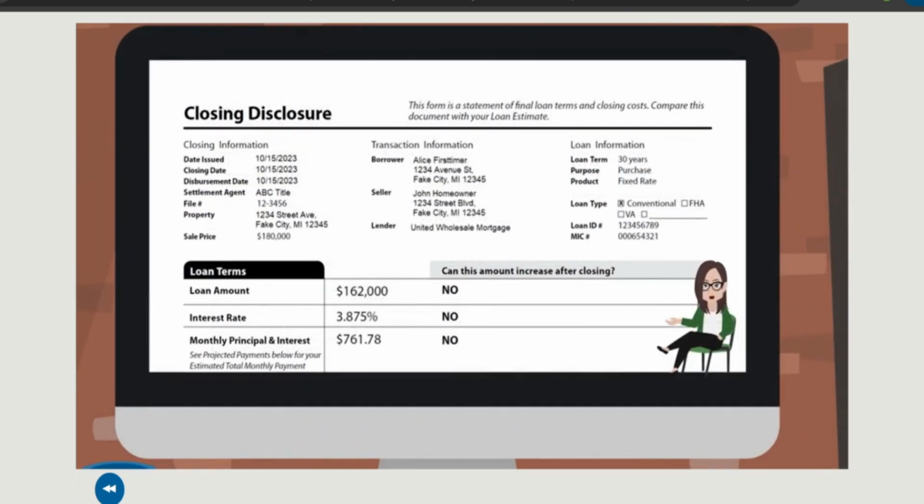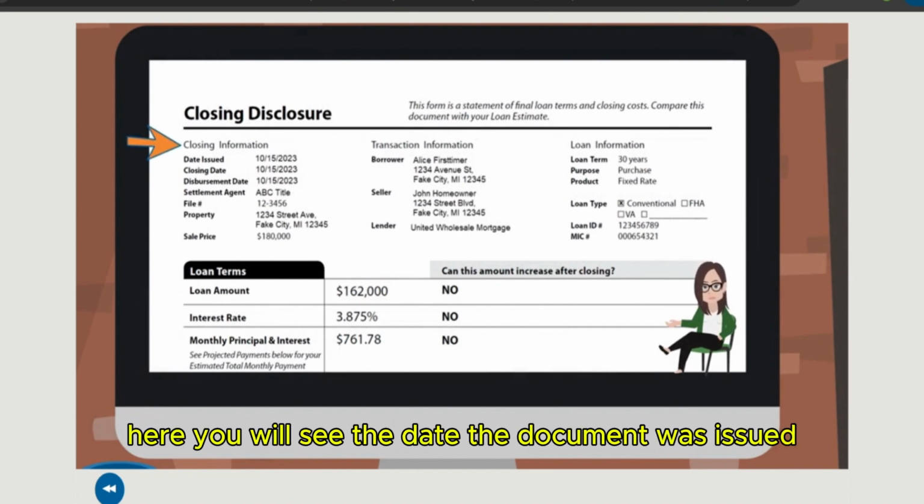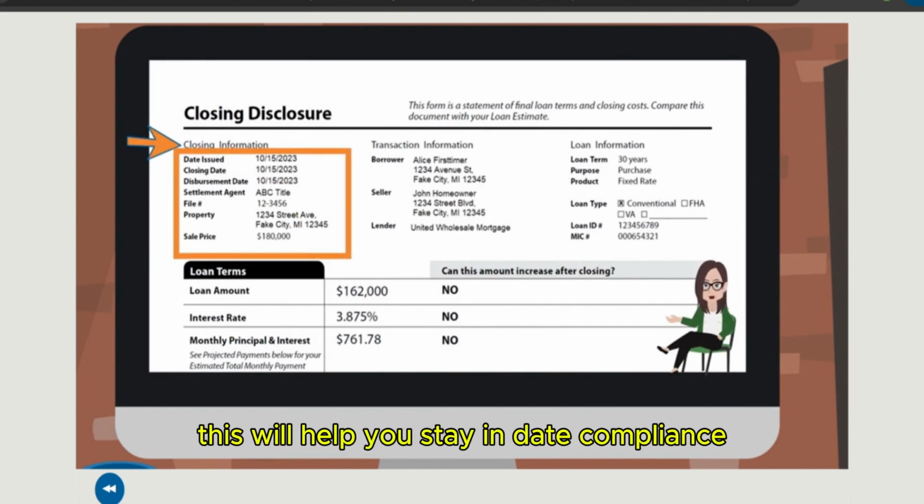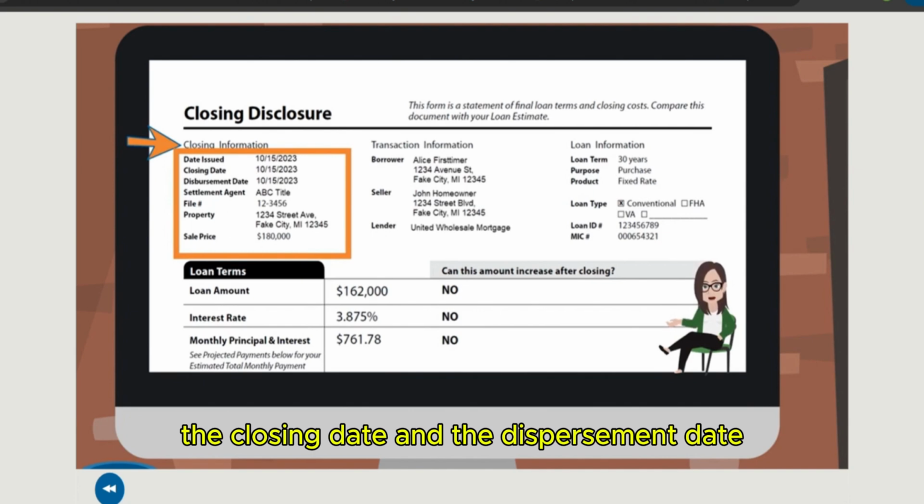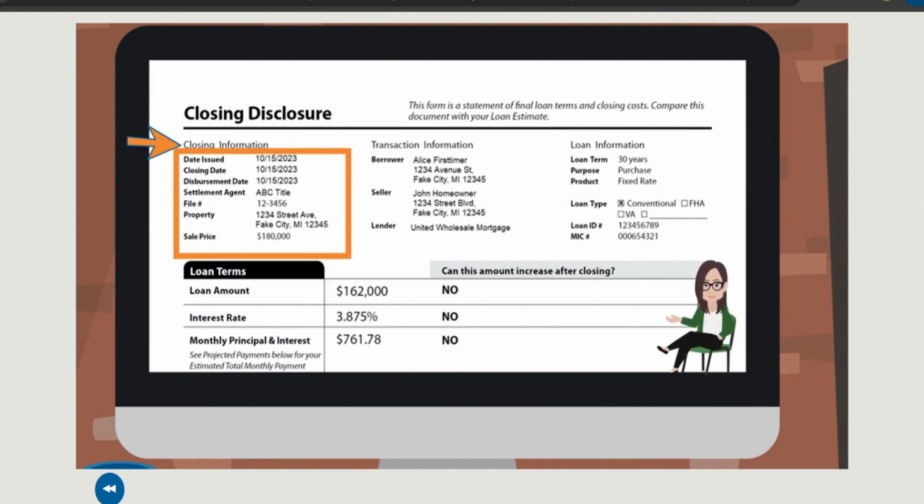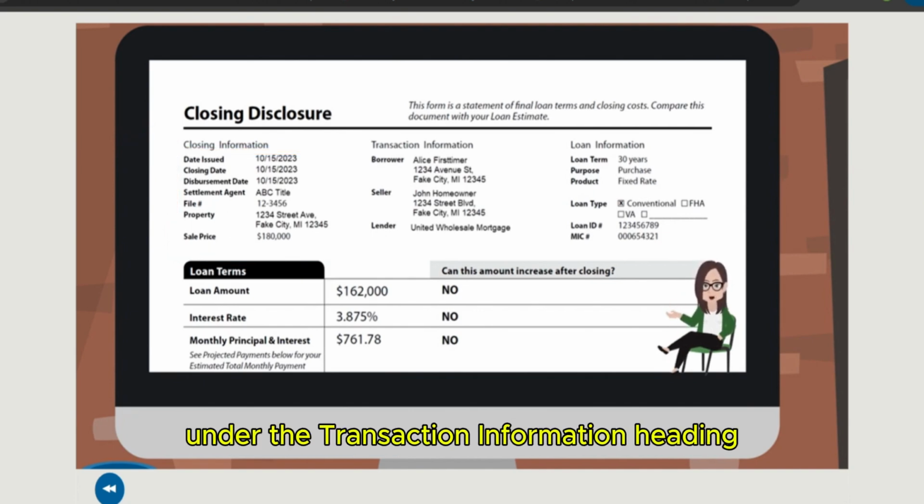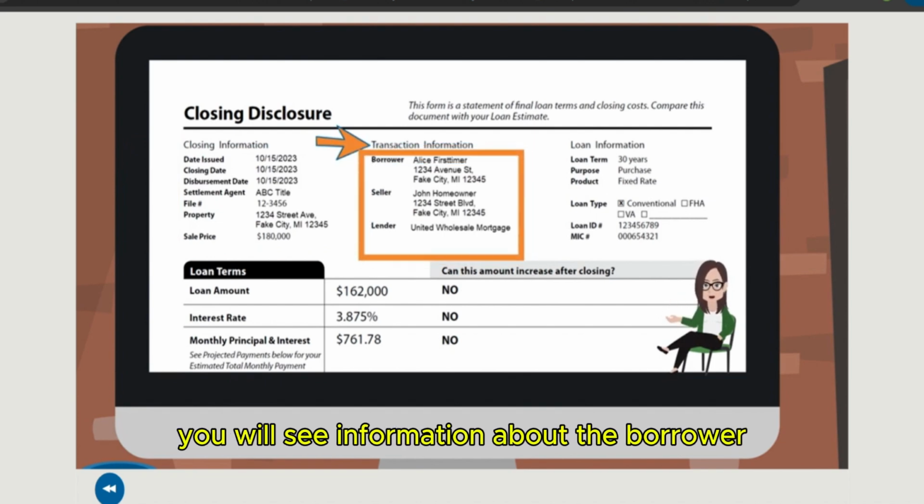Let's start at the top of page 1, starting from the left column under the closing information heading. Here, you will see the date the document was issued. This will help you stay in date compliance. The closing date and the disbursement date, the settlement agent, the file number, the property address, and the sales price. Under the transaction information heading, you will see information about the borrower, the seller, and the lender.